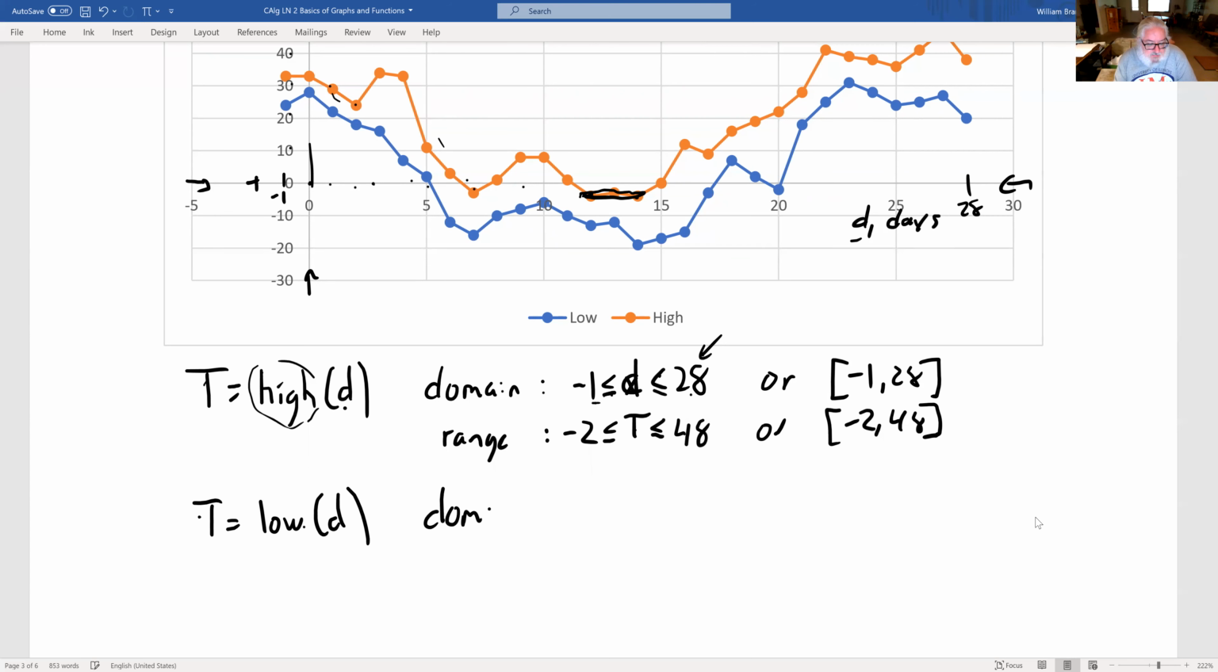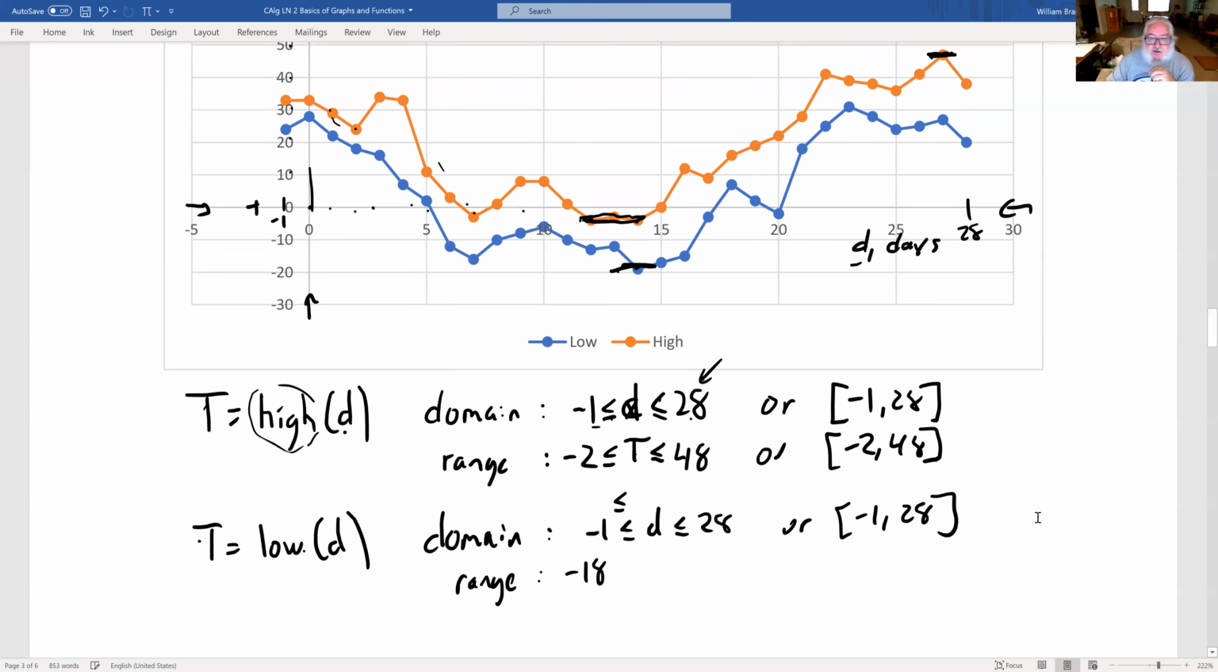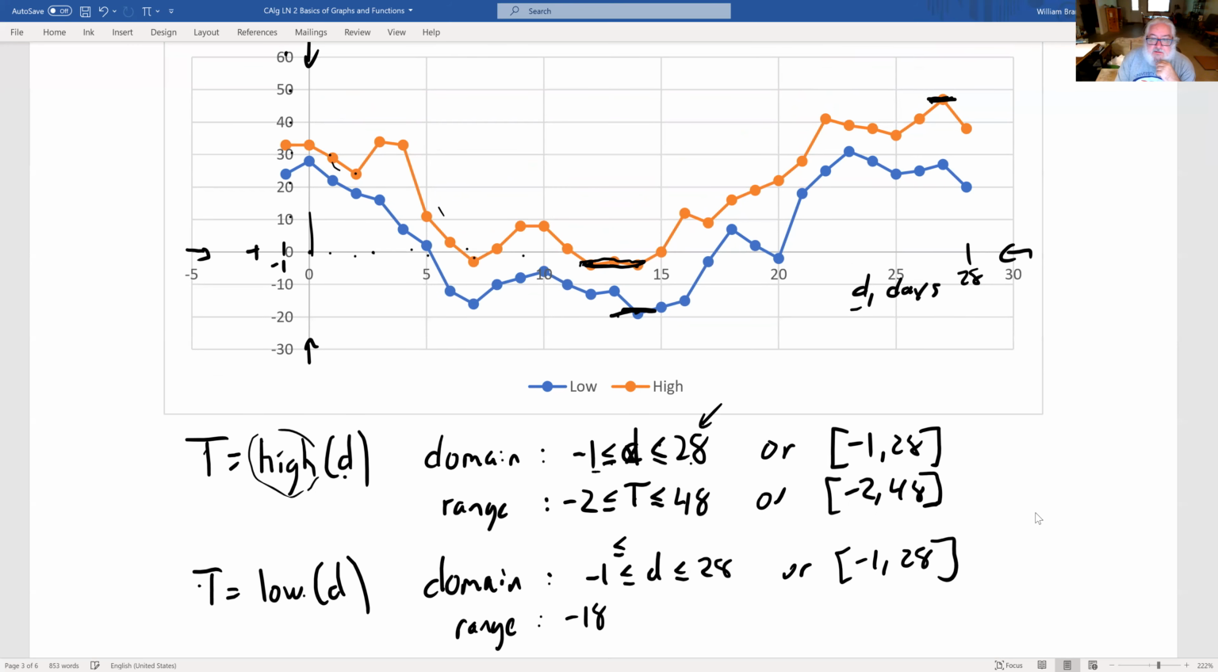So the domain is the same. We're allowed to use any days between -1 less than or equal to D less than or equal to 28, or -1, 28. The range though is different because what we're looking for now is what's the lowest low temperature and the highest low temperature. Lowest low temperature is here. This is the bottom of the blue graph. That's like -18. And what's the top of the blue graph? That looks like it's here, right? So just above 30, we'll say, call that 31.